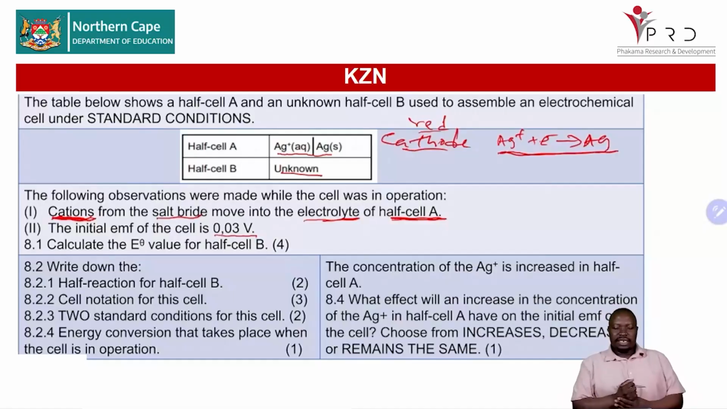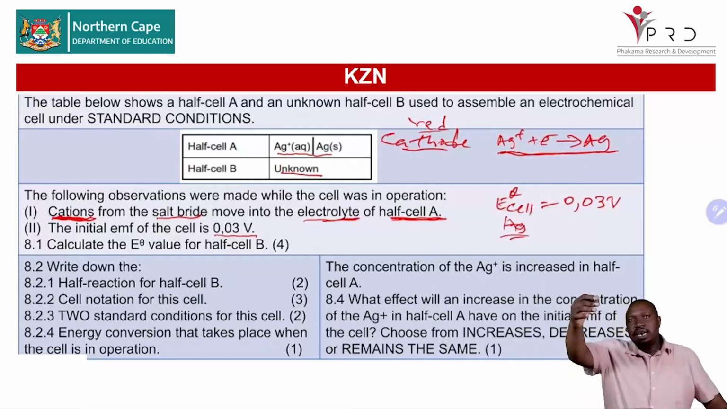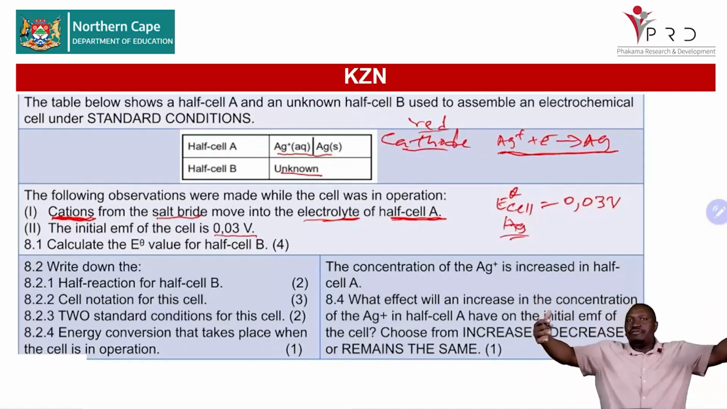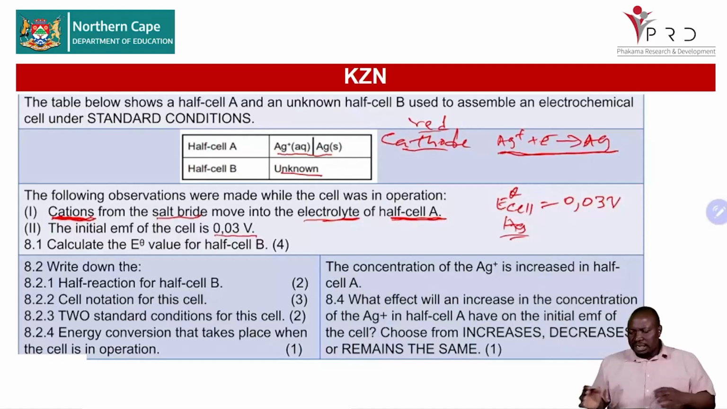This one is helping you now to solve this question that we're having. To say, okay, we know the EMF of a cell. The initial EMF is 0.03 volts. But we know silver. So our only job now is to go and look for the silver half cell, and then we can use the formula to find the unknown one. And that's how the questions, if you look at the trends, are going.